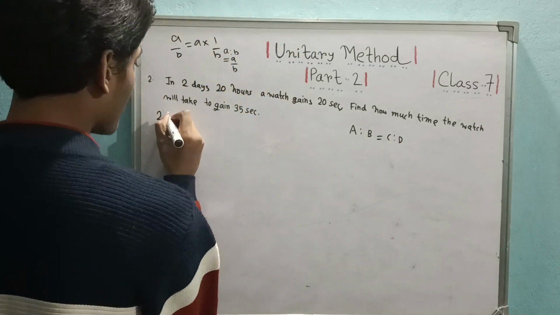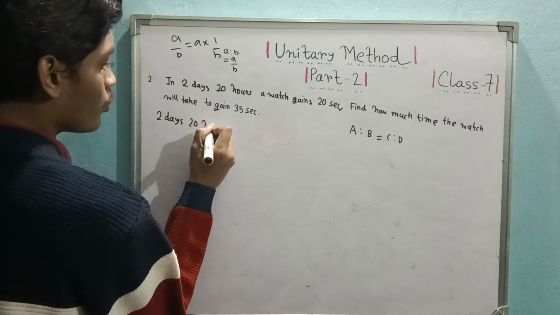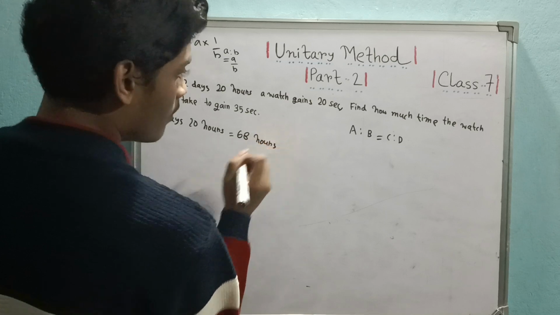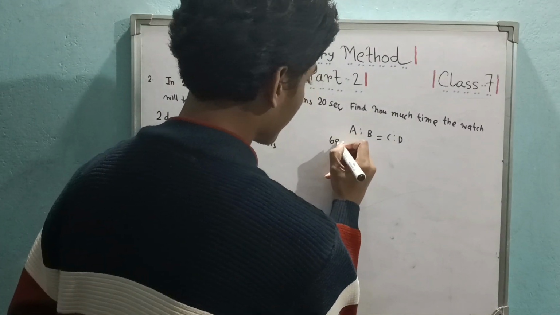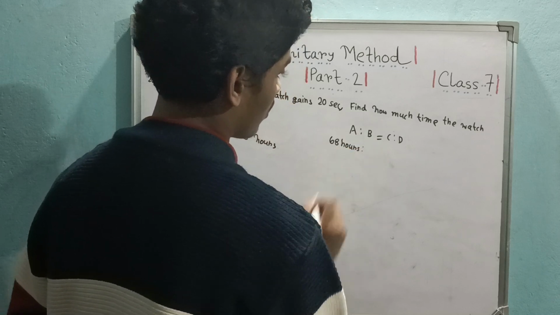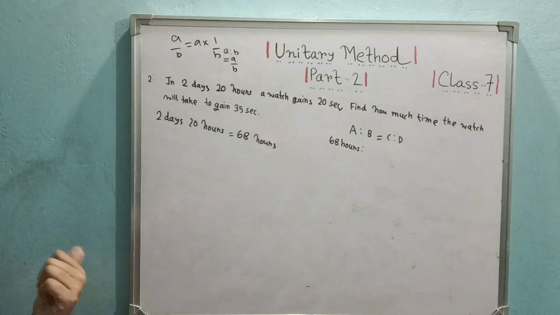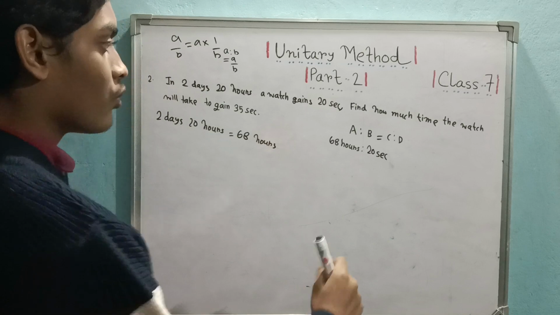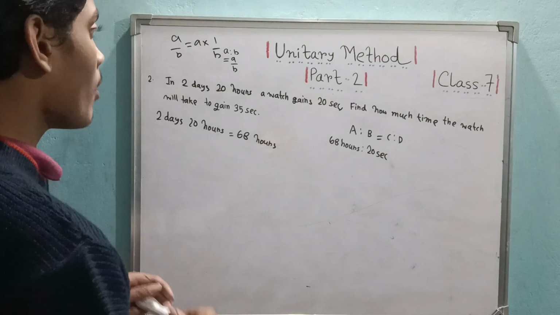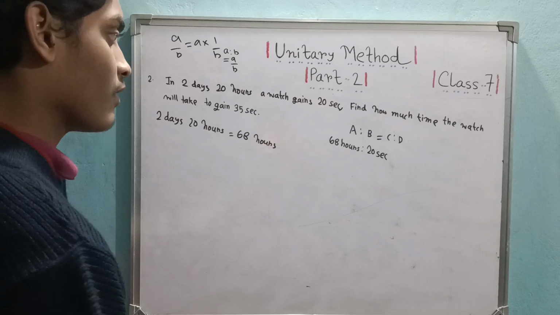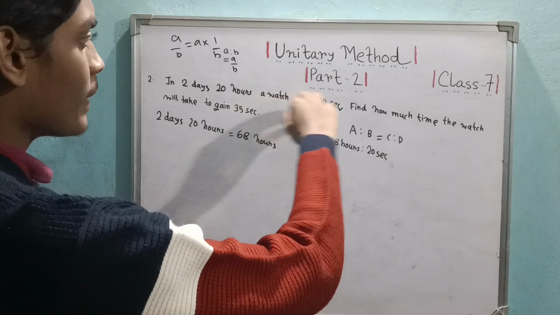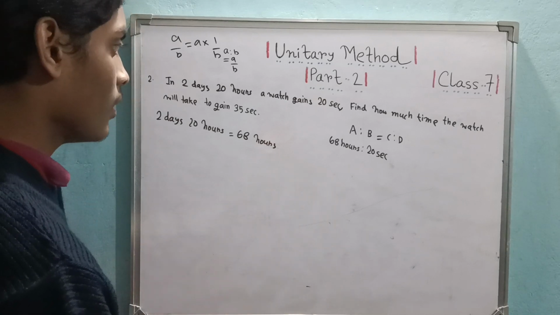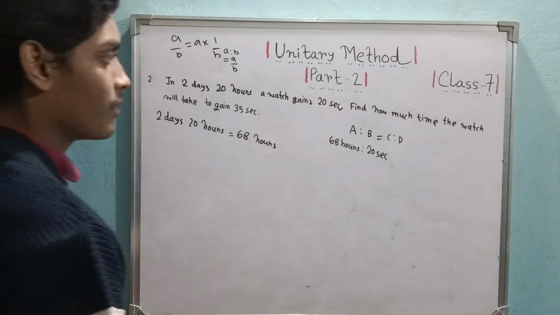Then first of all, 2 days 20 hours. What is it? 2 into 24 is 48, plus 20, is 68 hours. In 68 hours, a watch gains 20 seconds. So here A and C will be the magnitudes of my time period, 68 hours, and B and D will be their respective quantities. So in 68 hours, it gains 20 seconds. In how much time will it gain 35 seconds?